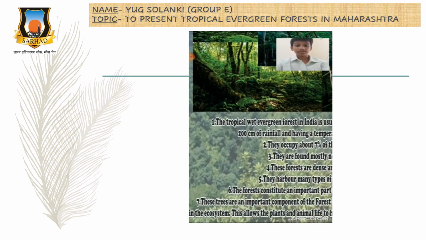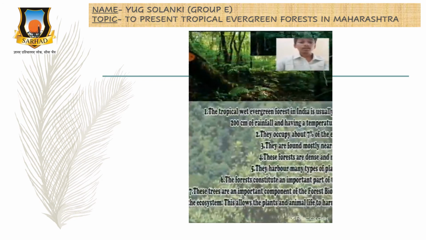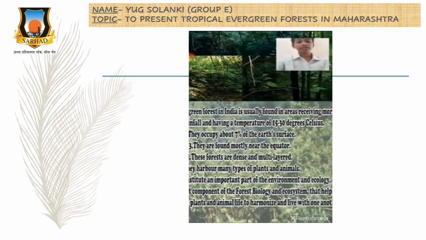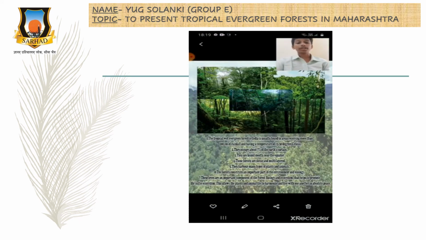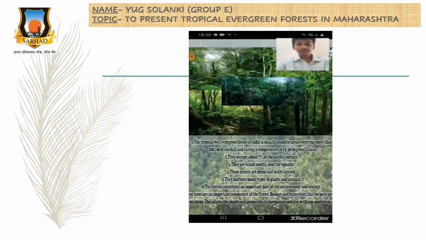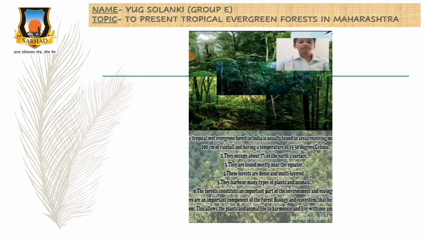The tropical wet evergreen forest in India is usually found in areas receiving more than 200 centimeters of rainfall and having a temperature of 15 to 30 degrees Celsius. So the wet evergreen forest appears where there is 200 centimeters of rainfall and a temperature of 15 to 30 degrees Celsius. Second point, they occupy about 7% of the Earth's surface. Third, they are found mostly near the equator.